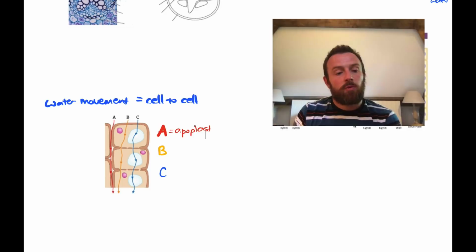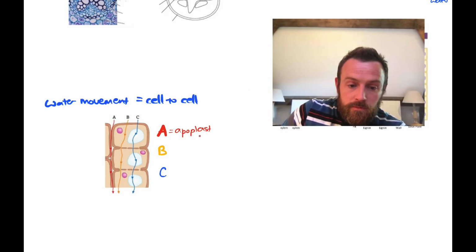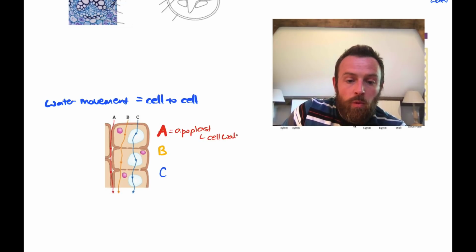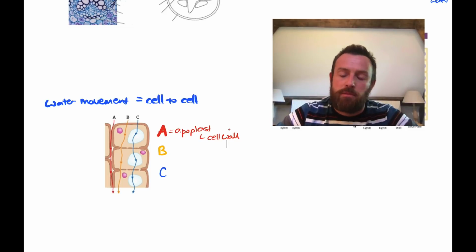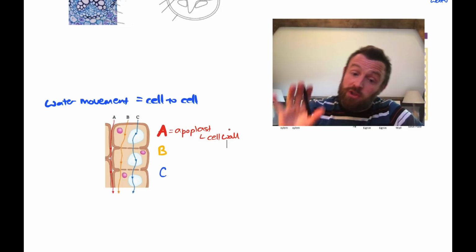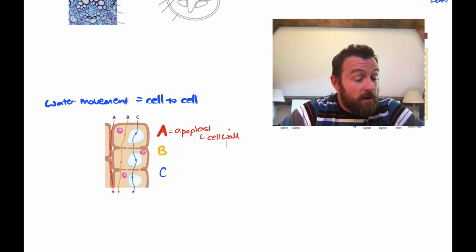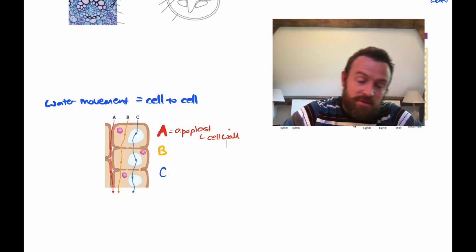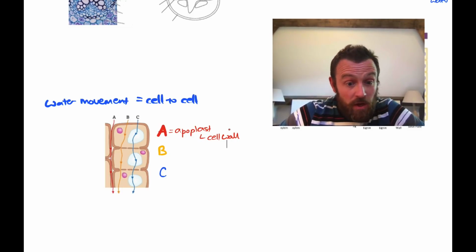So the apoplast pathway is water moving through the cell walls. So remember, a cell wall is really just like a kind of mesh matrix of cellulose fibers, but it's very porous. It's not a solid structure. It's more of a net. So water can move around those cellulose fibers. So there's a pathway there. It can kind of go between the cells, through the gaps around the cells. So that's the apoplast pathway through the cell wall.